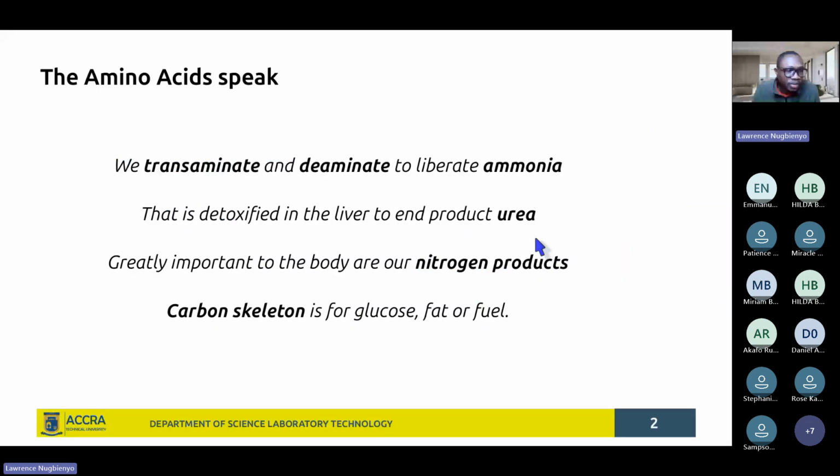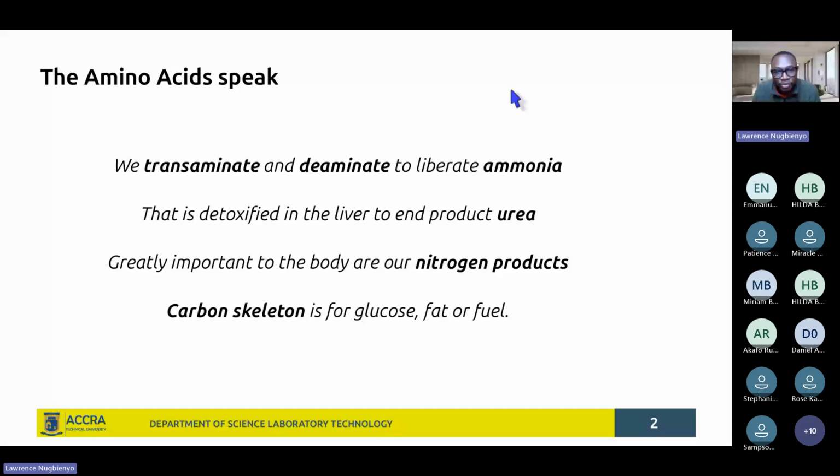We will start with a poem entitled "The Amino Acids Speak." And it goes like this. We transaminate and deaminate to liberate ammonia that is detoxified in the liver to end product, urea. Greatly important to the body are our nitrogen products. Carbon skeleton is for glucose, fat, or fuel. This poem actually summarizes the whole process of the breakdown of amino acids.